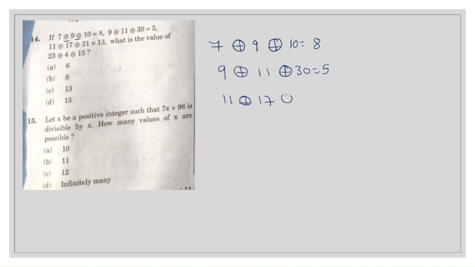The third one says 11, 17 and 21 is equal to 30. So they're asking us the value of 23, symbol 4, symbol 15. This will be equal to what? ये इनसे पूछ रहे हैं. So this question is basically more of a reasoning question than a mathematical question.